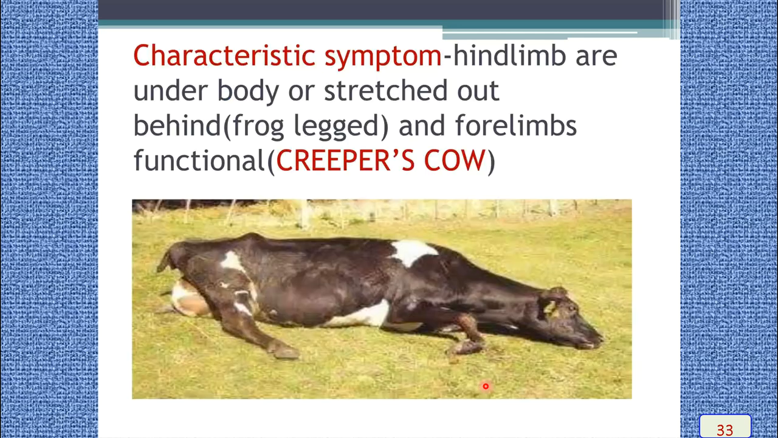Then the characteristic clinical signs of this disease are sternal recumbency, which is a very common thing. Then sometimes the body is stretched out behind, or frog-sitting position is also another possibility, and all four limbs function, that's called the creeper cow syndrome. So you may not have seen such animals, because the creeper cows, once again, are unproductive and become more and more susceptible to all the metabolic disorders.